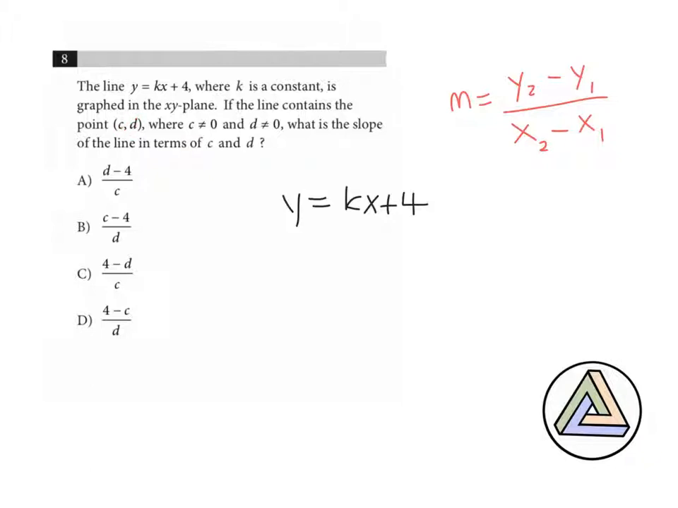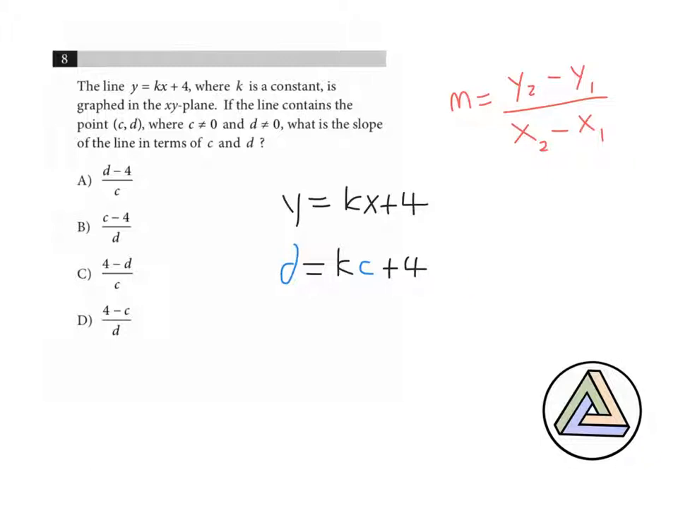It is the case that when it comes to this line, when x is C, y is D. So that means I could replace y with a D, and I could replace x with a C, and that won't break any rules. And why did I do that? Well, why am I replacing x with C and y with D? Because they want to know what's the slope, what is k, in other words, because k is the slope. What is the slope of the line in terms of C and D?